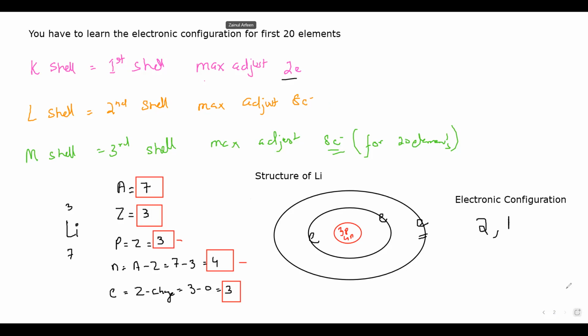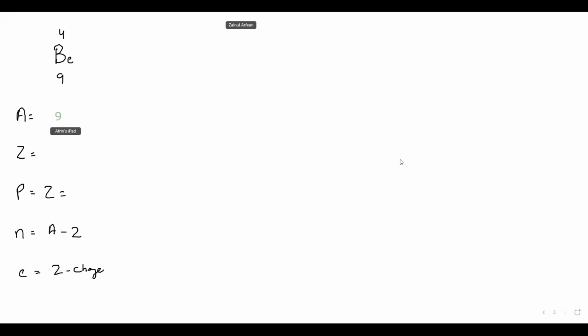Another example. Say we have the element beryllium, which is 4 and 9. Now what is A here? What is A here? For beryllium. So A is equal to 9.